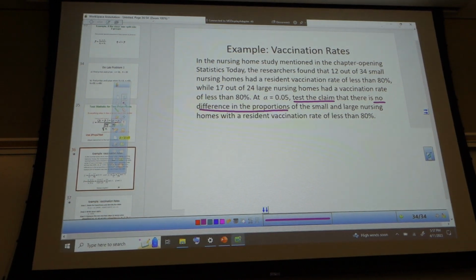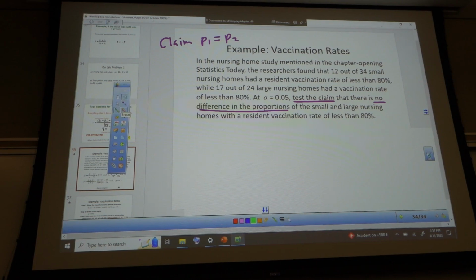Our claim is, the first thing I do is find my claim. So my claim is that there's no difference in the proportions of small and large. That means their proportions are what? Equal. That means the proportion of the small one, I'll call it P1, is equal to the proportion of the large one, we'll call that P2. Good? Wouldn't that just be our H naught in this case? It will, but we're going to get to that in a minute.